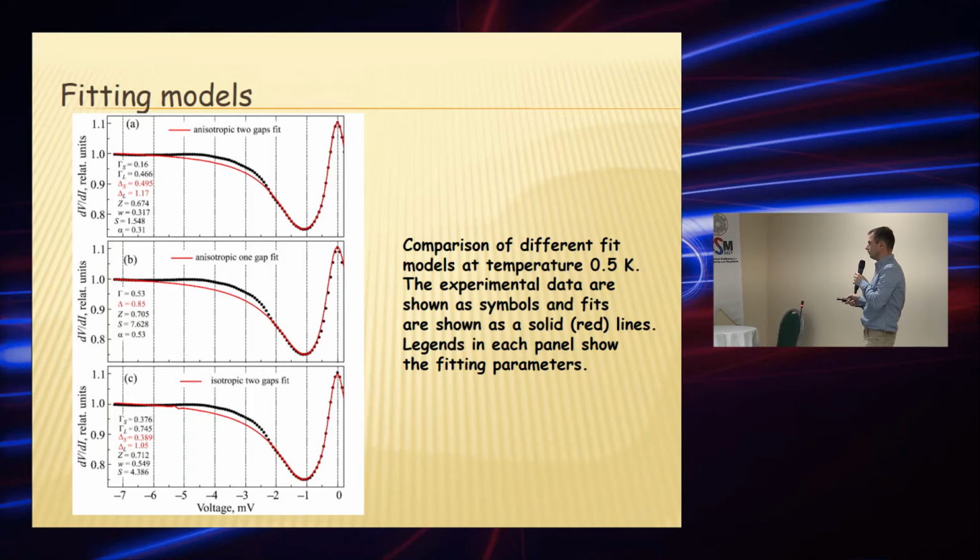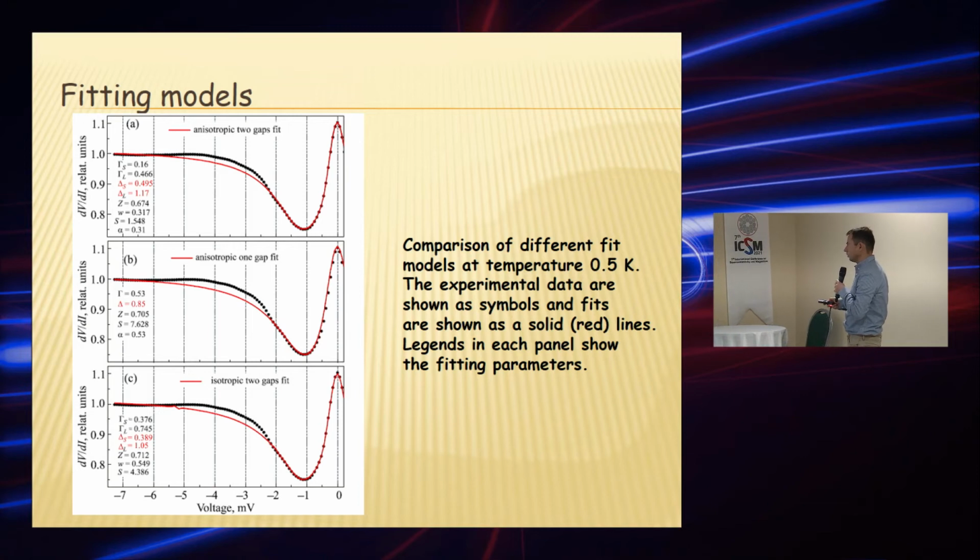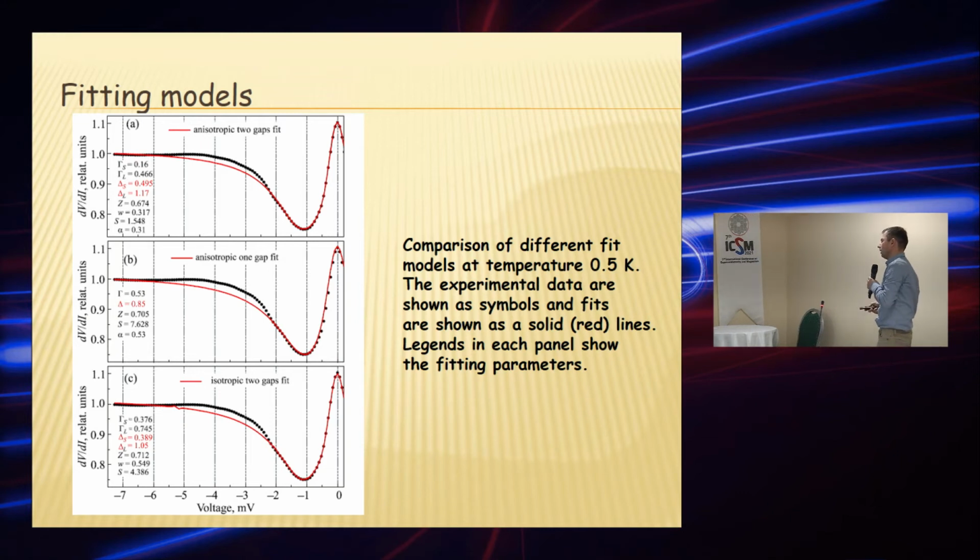So in the middle we have a single gap. On the bottom we have a single anisotropic gap. On the bottom we have two gaps which are isotropic, and on the top we have two gaps which are anisotropic. And straight away the middle spectra shows that whatever we tried, however we changed the fitting parameters, we couldn't get a very nice match between the calculated and measured data.